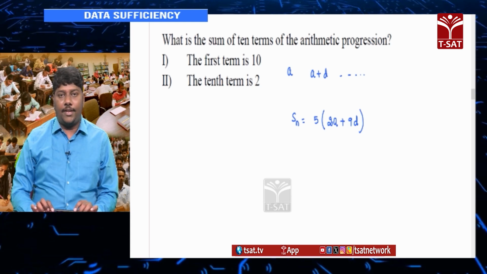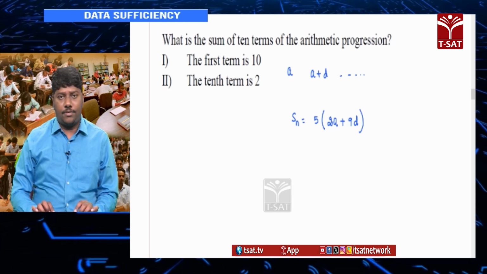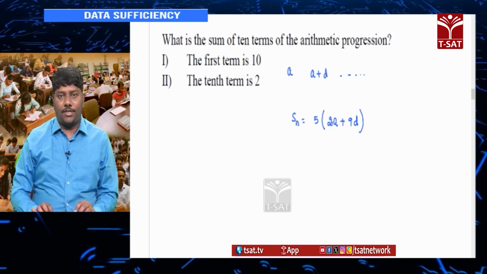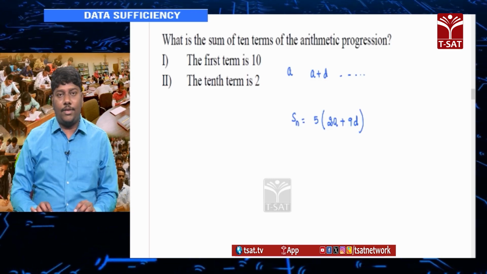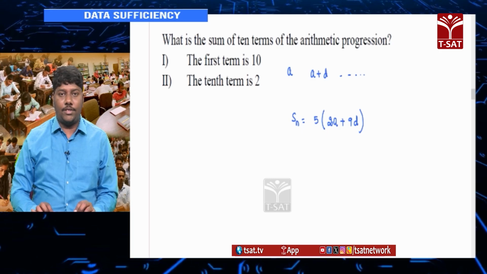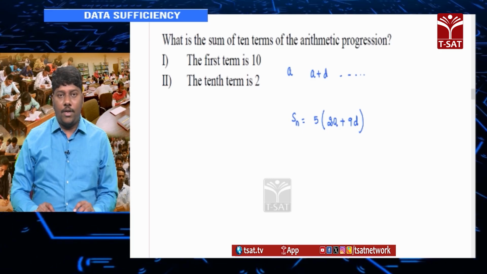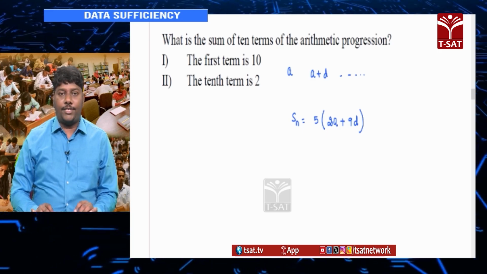Now the first term is 10. Is that alone sufficient? No. By knowing the first term, you can't find out the arithmetic sequence and the sum. So the data given in statement 1 is not sufficient to answer the question alone. Therefore 1 is not sufficient, go for statement 2.